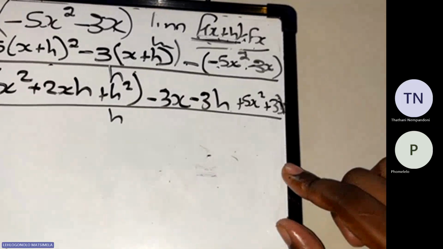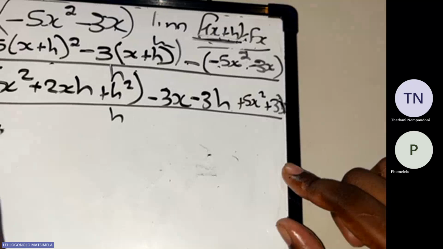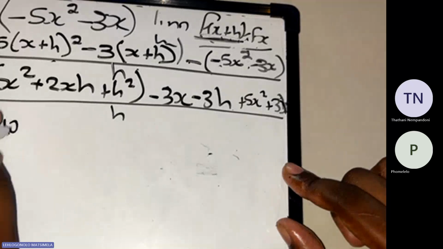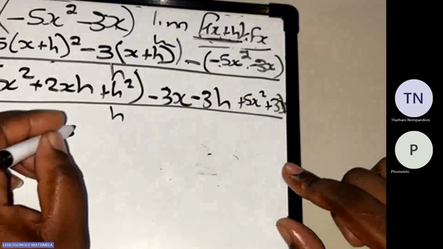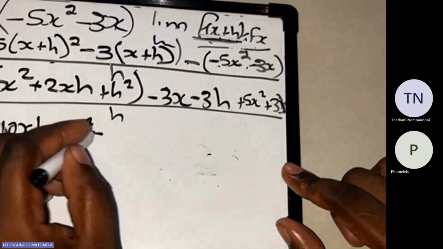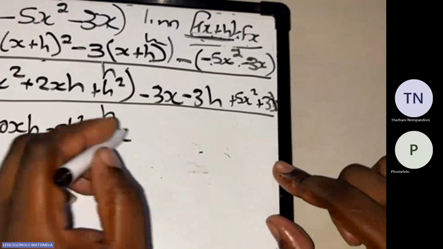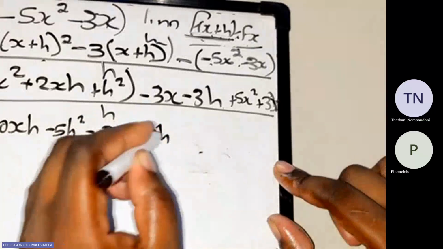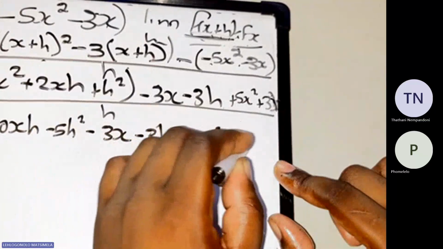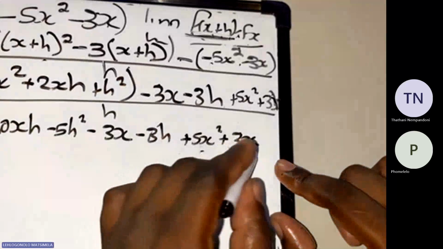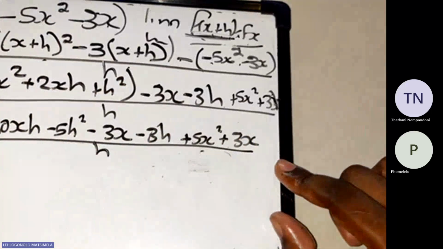To simplify, I will have minus 5x to the power of 2 minus 10xh, then minus 5h squared, then minus 3x, then minus 3h, then plus 5x squared, then plus 3x. All in all, divided by h.